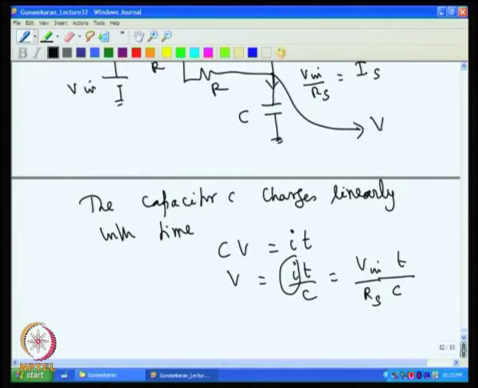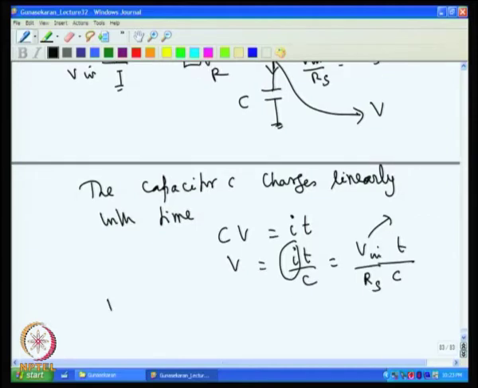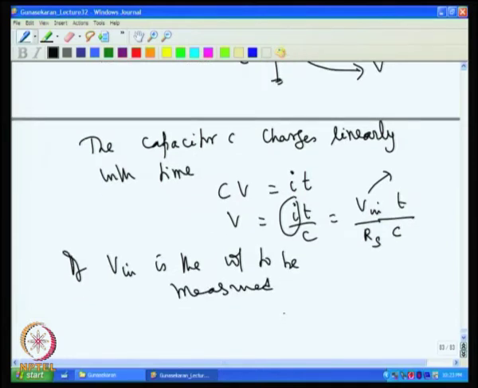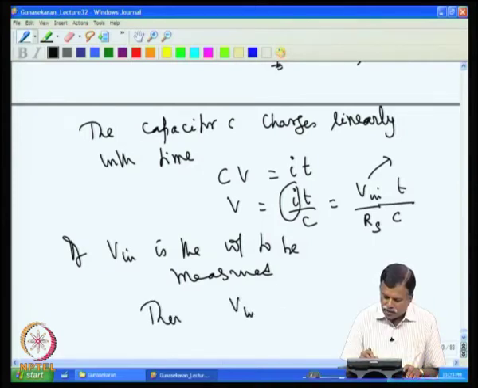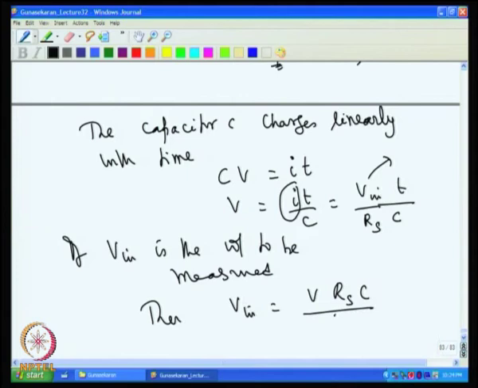There are two ways of utilizing this. Suppose V in is the input voltage that is to be measured. Then we can write V in in terms of V: V in equals V into Rs into C divided by T. So V in is actually proportional to 1 by T, if this is constant.